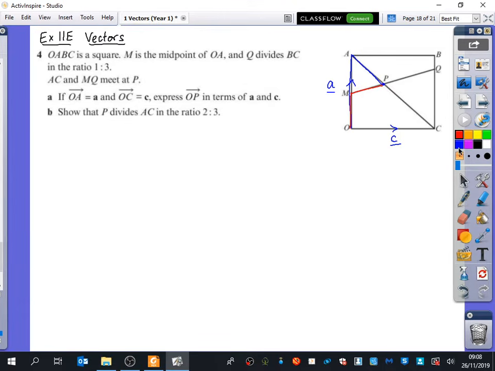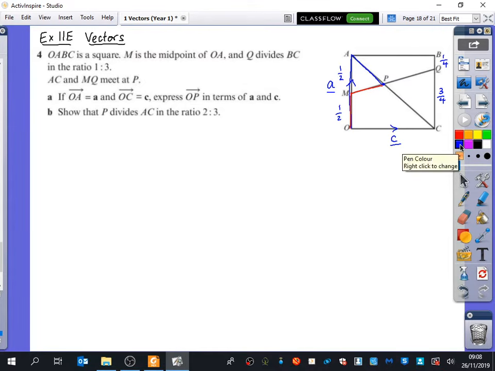I'm going to add a couple of other things on the diagram as well. We know that this bit has been split into half and half, and it said that Q divides BC in the ratio 1 to 3. So this bit is a quarter, and this bit here is 3/4. Okay, let's see if we can start building up some of these things.